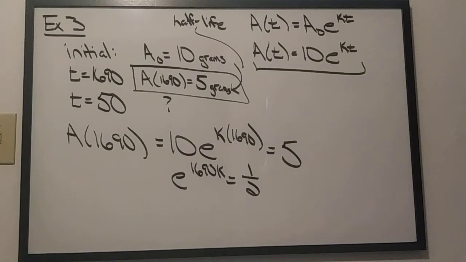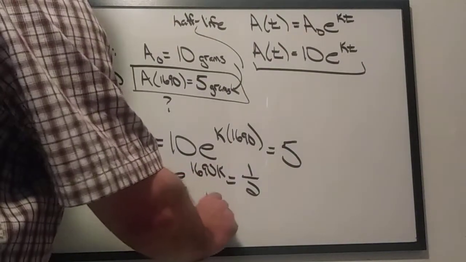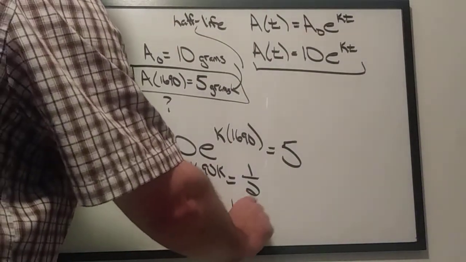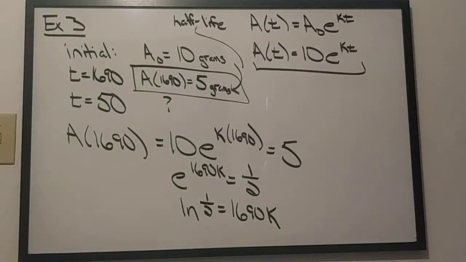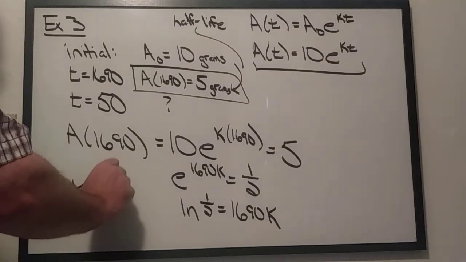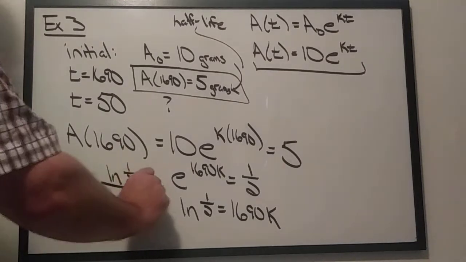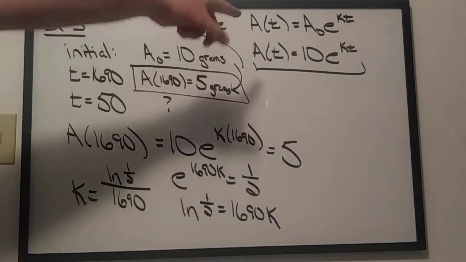Once again, as I look at this, I know that I can take this exponential equation and write an equivalent logarithmic equation. I can change this into a natural log, and it's going to be the natural log of 1/2 is equal to 1690k. Divide both sides by 1690, and I know that k is going to be the natural log of 1/2 divided by 1690.